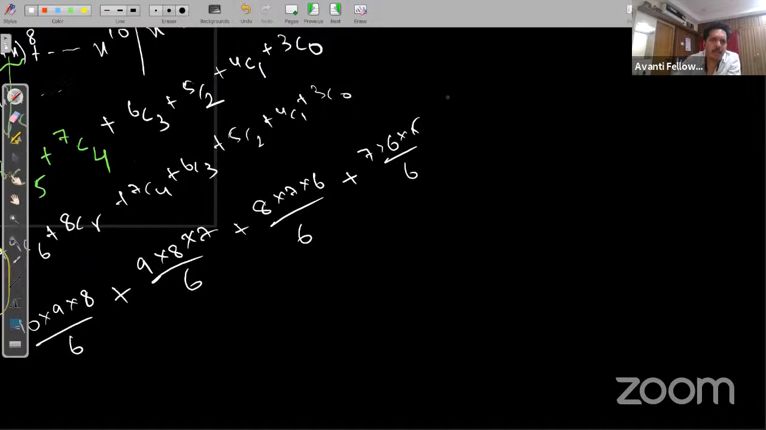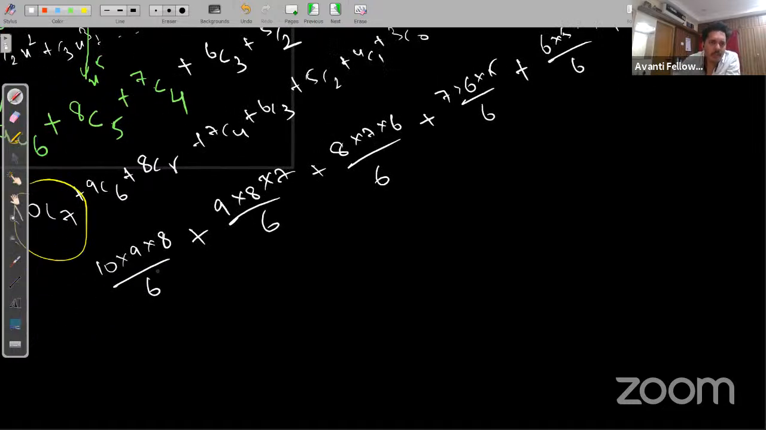Then 6 into 5 into 4 by 3 factorial. Plus 5C2, I am writing it directly, guys. 5C2 is 5 into 4 by 2, which is 10, plus 4C1 is 4, plus 1, okay? Now try to check how much we are getting. It is 120, plus 3 threes are 9, and 2 fours are 8.